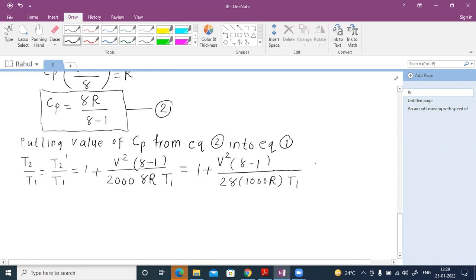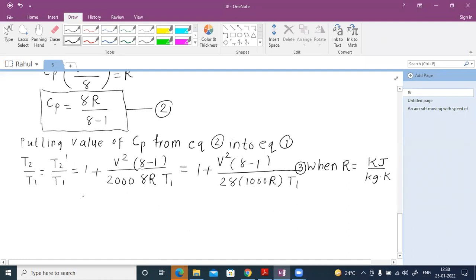Let this be equation number 3. We will use equation number 3 when the value of R is in kilojoule per kg Kelvin. Why? Because this term V square by 2000 is in kilojoule per kg, so obviously R has to be in kilojoule per kg Kelvin. Is that okay?